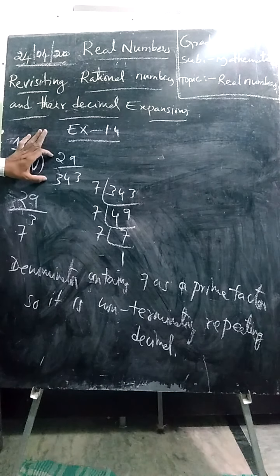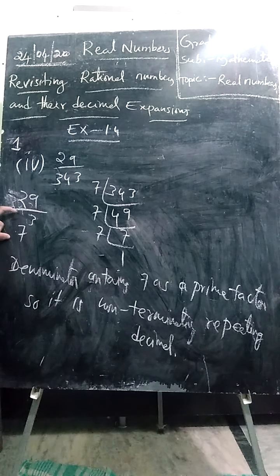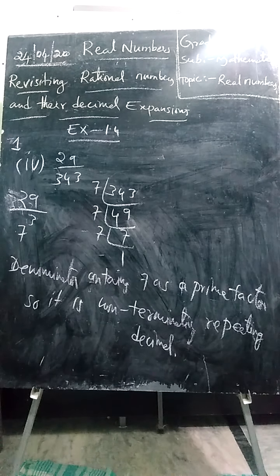So we can prove by using this. First step, check whether it is in lowest form of fraction or not. After that, write the denominator as a product of primes. If the denominator contains factors other than 2 or 5, it is a non-terminating repeating decimal. If it contains only 2 or 5 as factors, it is a terminating decimal expansion. Let us discuss one more problem.